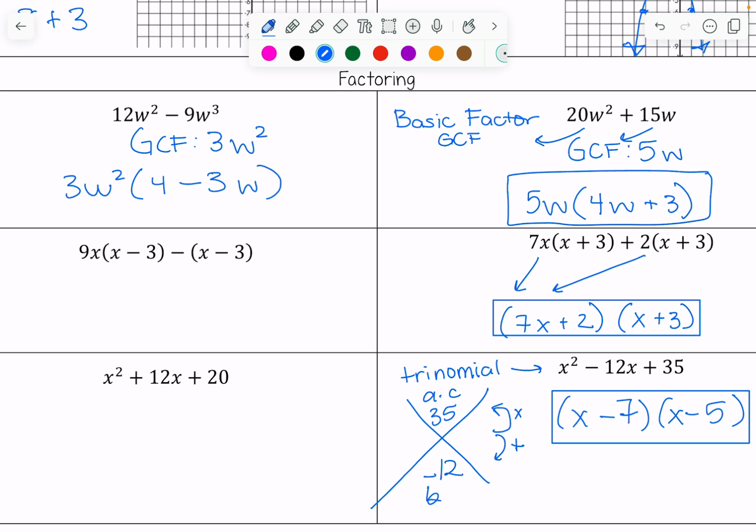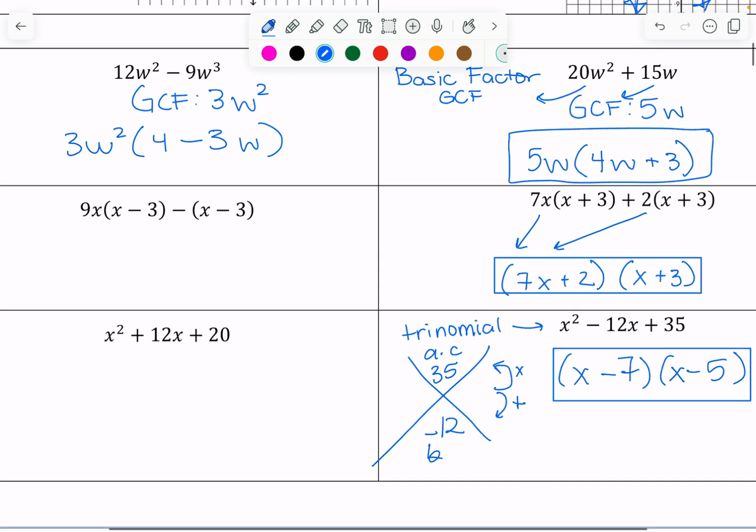Now for factoring by grouping, the front one is going to be this x minus 3, one of the binomials, and the other one is going to be this 9x minus 1. So you can kind of see that on the right side, it was x plus 3, and then the 7x plus 2 over here.